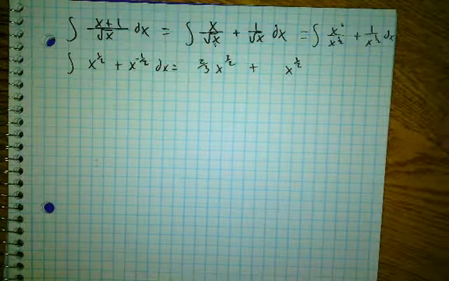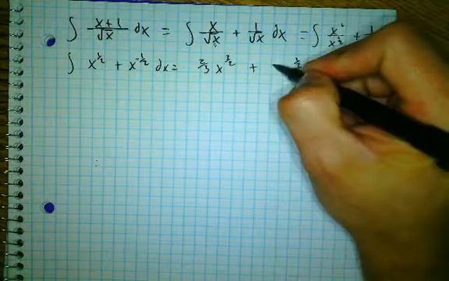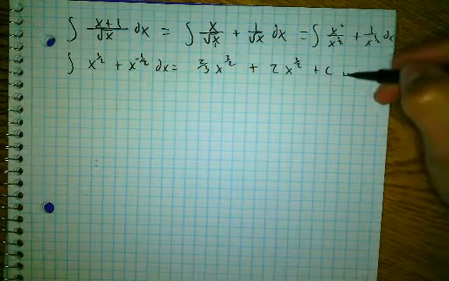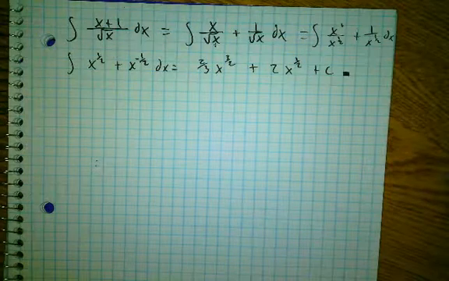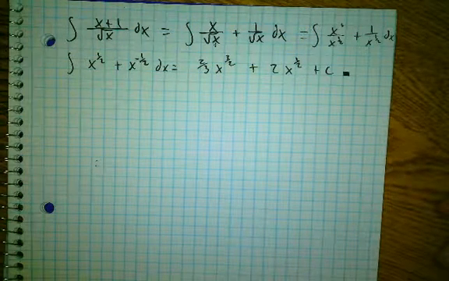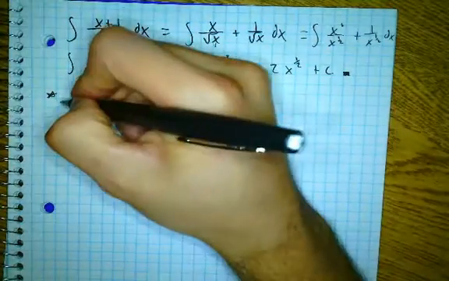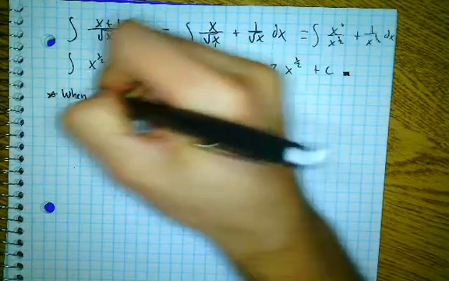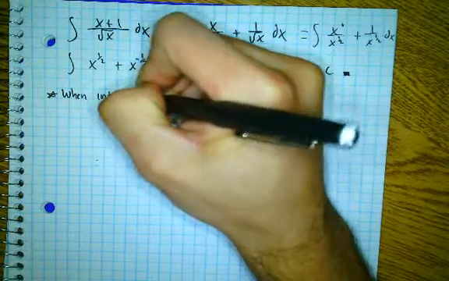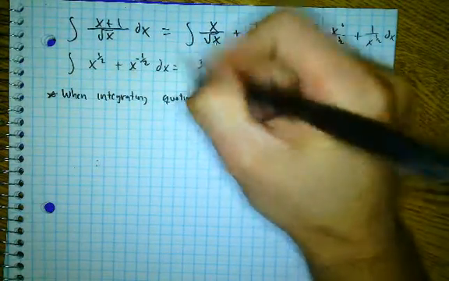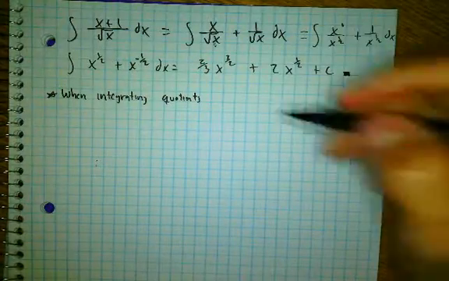Okay, here's something that I've seen done in the past. So when integrating quotients, so we had a quotient to begin with, do not integrate the numerator and denominator separately.